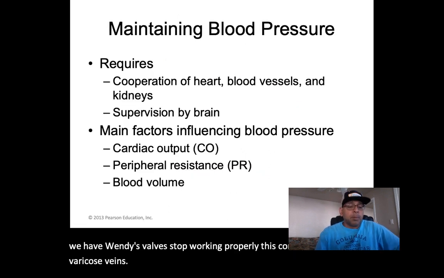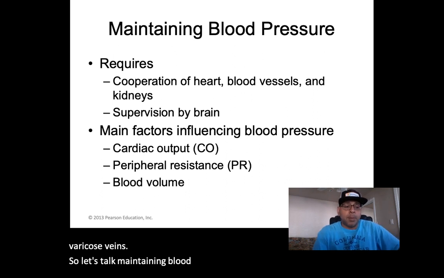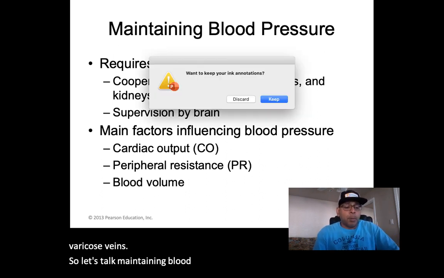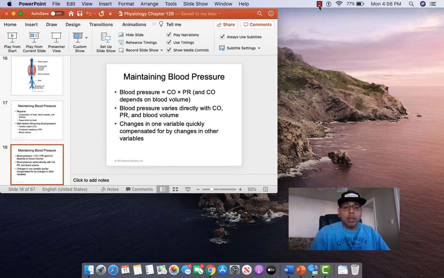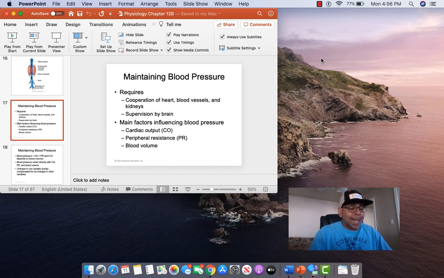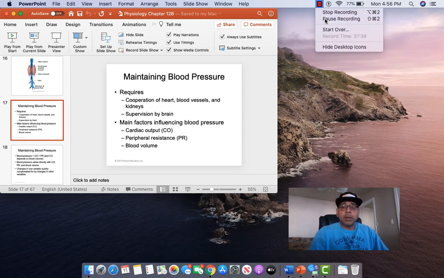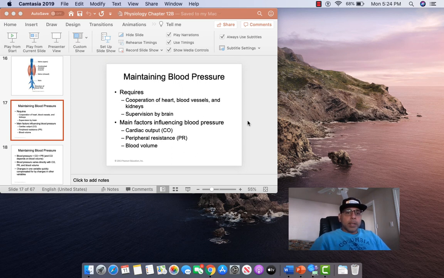So let's talk maintaining blood pressure. Now when we talk maintaining blood pressure, you can see there are three important components. And these three important components are going to maintain blood pressure. Number one, we've got cardiac output, then peripheral resistance, and blood volume, the three factors there.